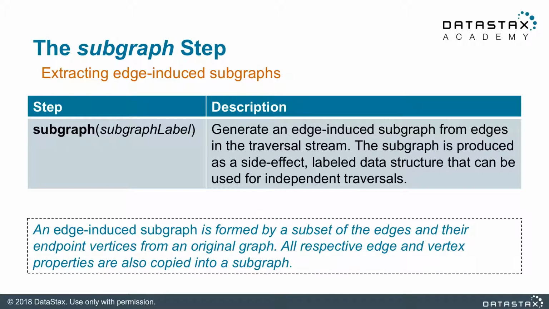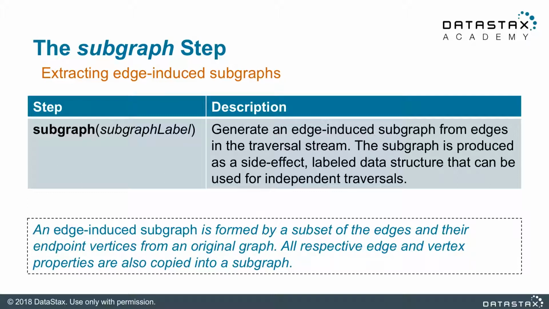For subgraphs, we have a new step. That step is subgraph. We give it a label, and this label is the name of the induced subgraph. This generates an edge-induced subgraph from the edges it receives in the traversal stream. Now, this subgraph is not passed on to the subsequent steps in the stream. Instead, it is produced as a side effect.